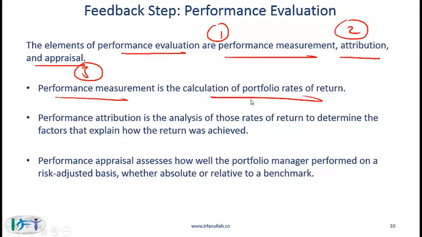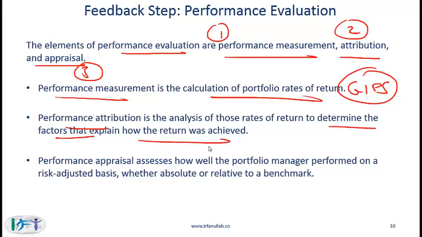Performance measurement is the calculation of portfolio rates of return. Now, this is just a one-liner, but there is a whole lot more to this. For example, at level 3, there is an entire study section on GIPS which talks about how you do performance measurement. Then performance attribution is the analysis of those rates of return to determine the factors that explain how the return was achieved. To some extent, we have covered this in the very first reading on portfolio management, where we talked about active portfolio management, and we talked about whether the return is coming because of selecting particular stocks or because of taking particular exposures to particular risk factors and so on.